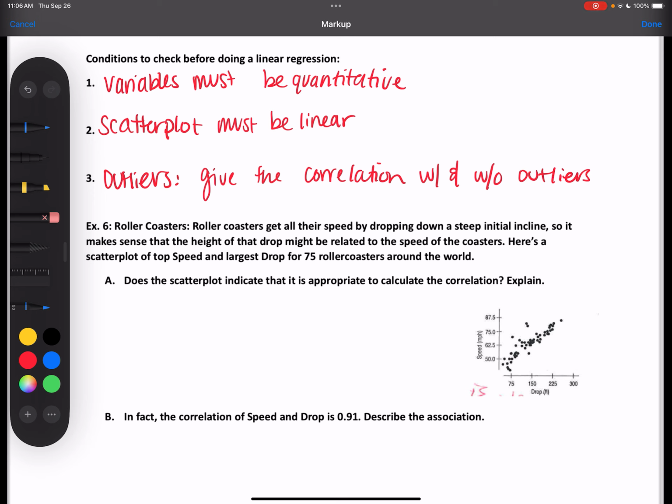Does the scatter plot indicate that it is appropriate to calculate the correlation? So are both of these variables quantitative? Yes, so both variables are quantitative. Does it look linear? Say relatively linear. What about outliers?